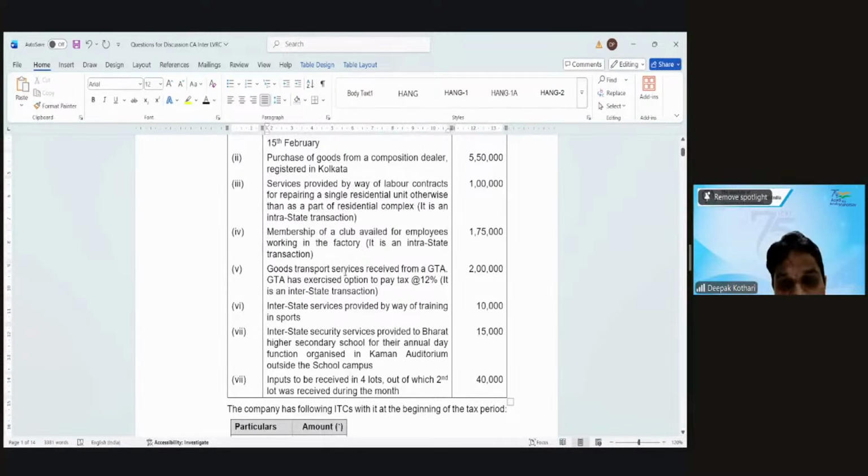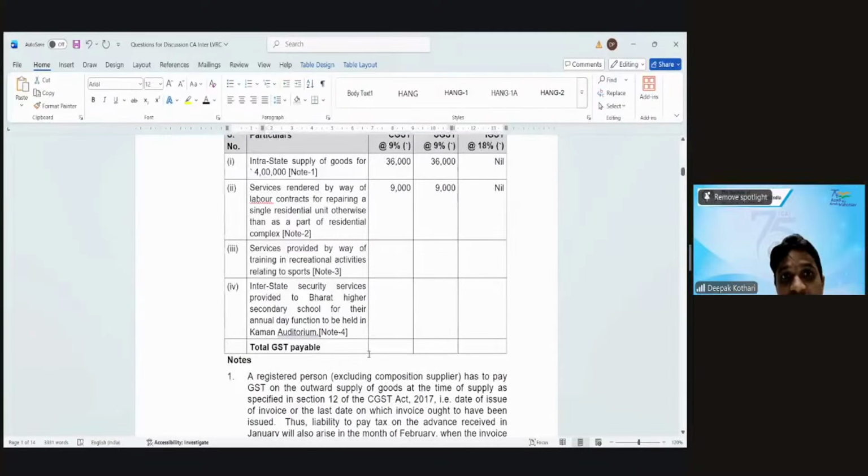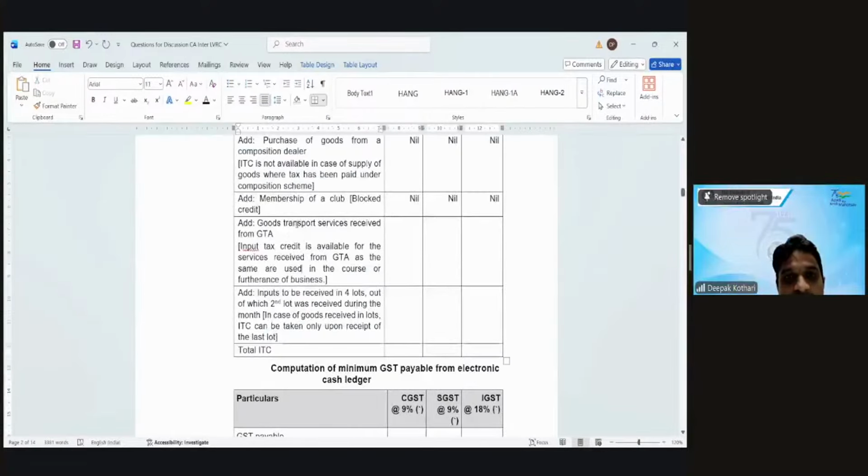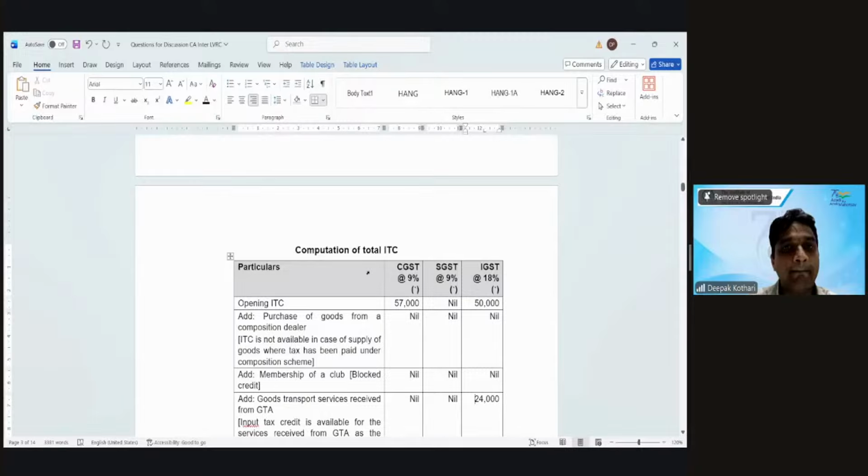Membership of a club. Then GTA, Goods Transport Agency: services received from a GTA. Now, when we see this GTA, we have received it, so it will come into the input tax credit. Input tax credit is available for the services received from the GTA as the same are used in the course or furtherance of business. So you can claim the credit. Even though he's charged 12%, you can claim it, because there is no restriction whether he charged 5% or 12%. Whatever he charges, if he is charging, we can claim the credit. So this is not under reverse charge; it is under forward charge. Since he's charged, we claim the credit. Clear?